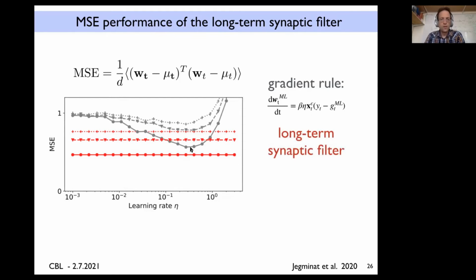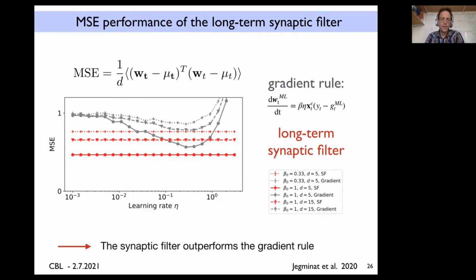Right, and so in red you have this long-term synaptic filter, and here there are different conditions. But for all of them, for the solid line it is better, for the dashed line, for the dotted line it is also better. Right, so the synaptic filter outperforms the gradient rules, even at the best learning rate.